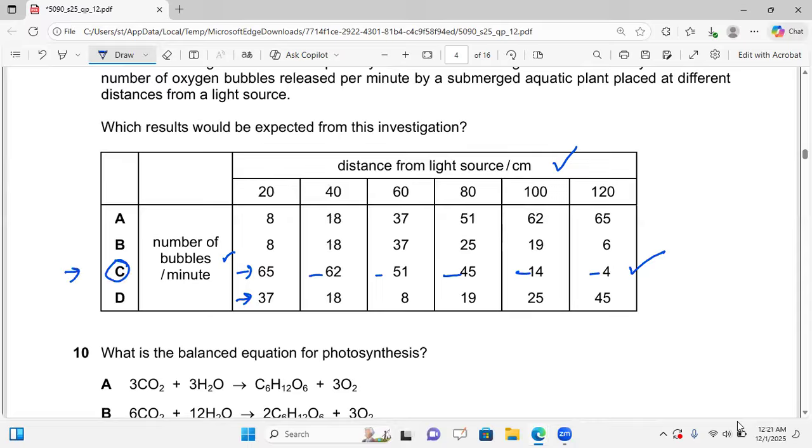If we go for D also, 37, 18, 8, then it has increased its bubble production, so it is the wrong answer for D. And it is starting with smaller numbers. When the light source is nearer to the aquatic plant, it should be maximum. So the first two options are already gone.